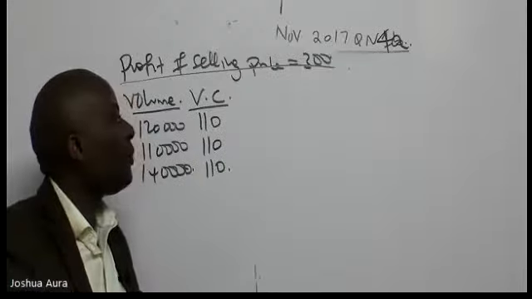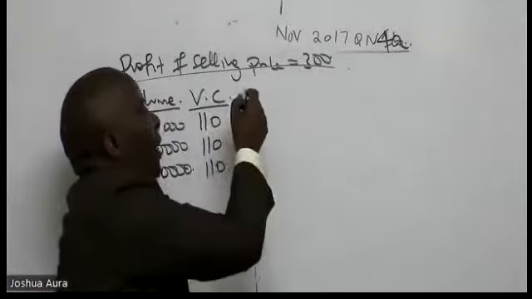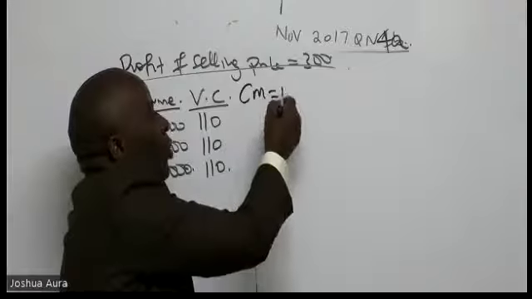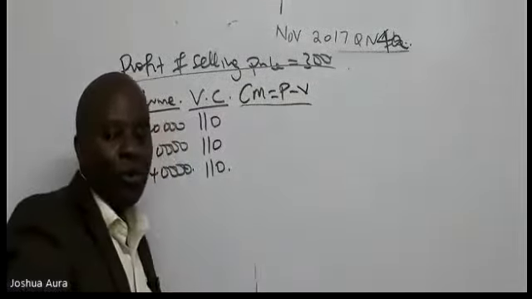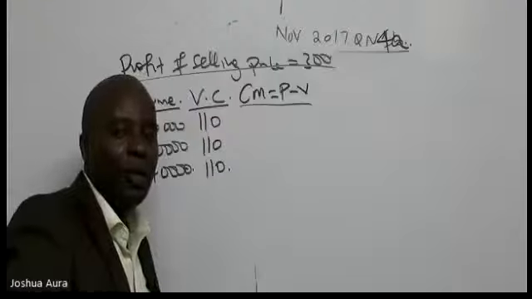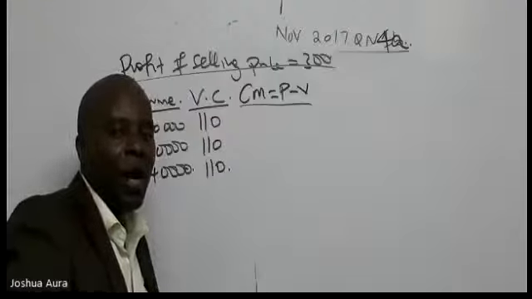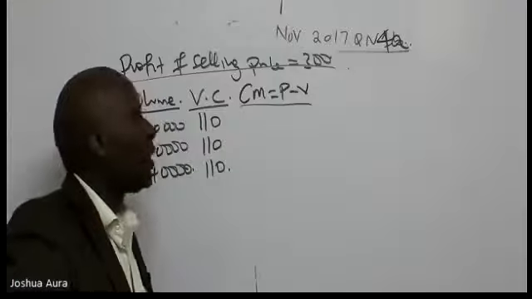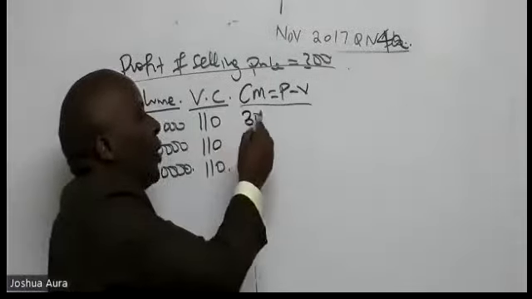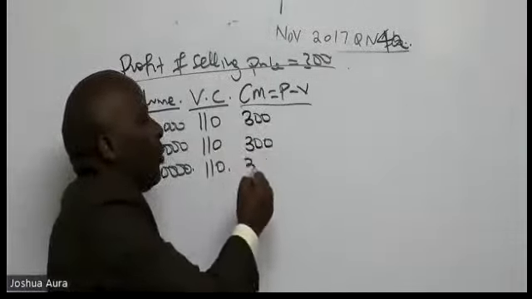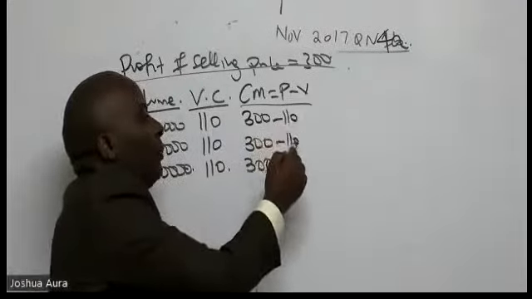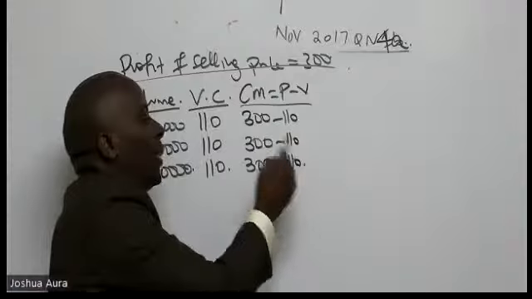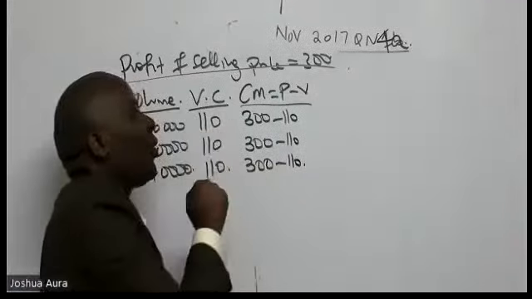So then, ladies and gentlemen, could you kindly create a column here for me of contribution margin? Remember, we are bright students. We know that contribution margin is selling price minus variable cost. In this case, the selling price for this table will be 300, minus the variable cost like that.